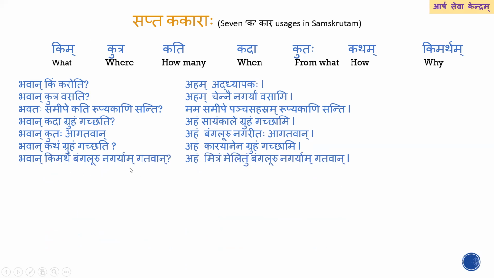Bhavan, last one. Kimartham Bangalore Nagariyam gatavan? So he is a Chennai fellow. That's why aham Chennai Nagariyam vasami. Now he said, I am coming from Bangalore. So I am just asking, Bhavan kimartham Bangalore Nagariyam gatavan? Why did you go to Bangalore? Aham mitram melitum Bangalore Nagariyam gatavan. I just went to meet my friend. Very simple, okay? You don't need even connected sentences. Just to make some sense, I just connected, but they can always be used in any way, okay? Kada, kutaha, katham, katham asti, and all you are familiar.